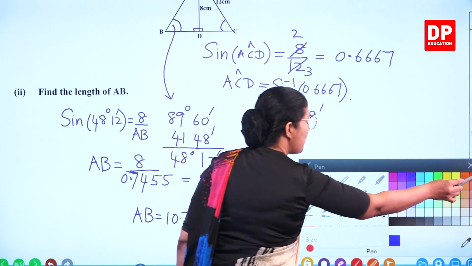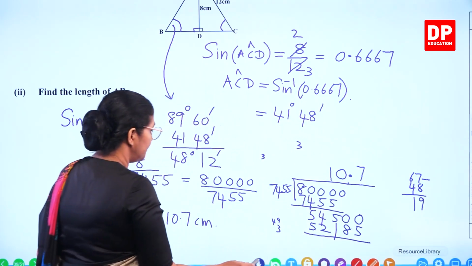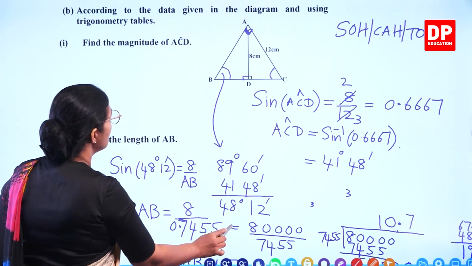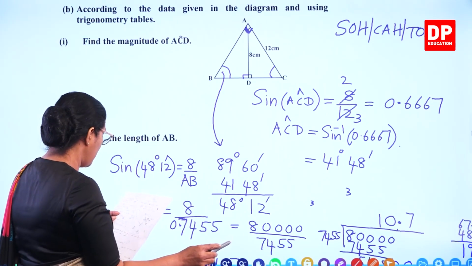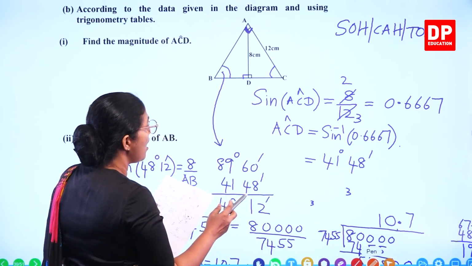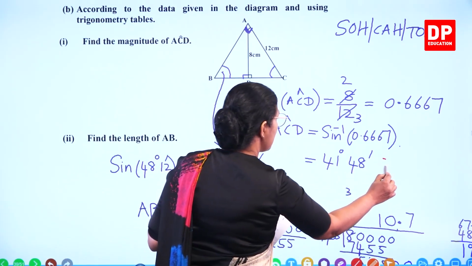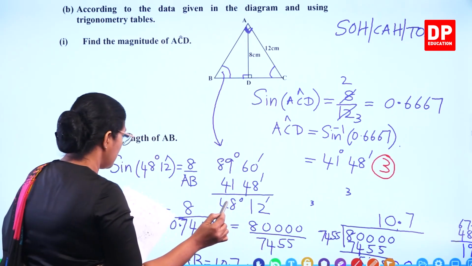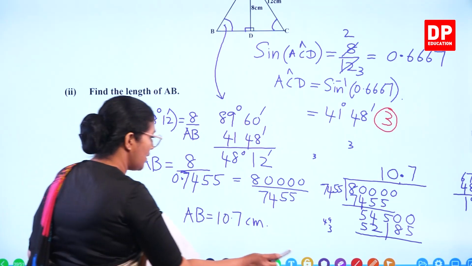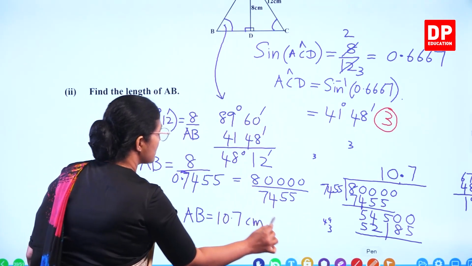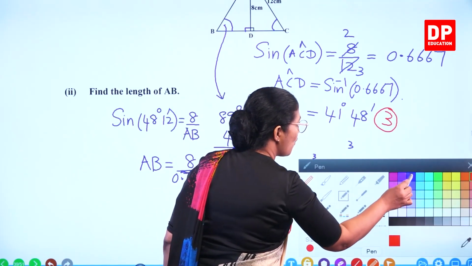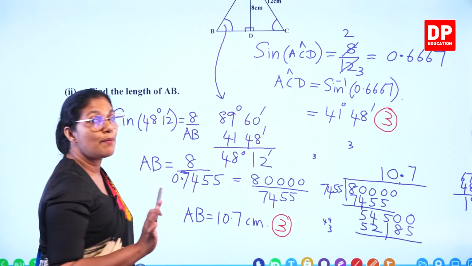So let's see how many marks we can give for this question. We can give 3 marks for finding this angle and 3 marks for finding the length AB, that's 10.7. So 3 and 3 is 6, and we gave 4 marks before. Altogether 10 marks for this question.